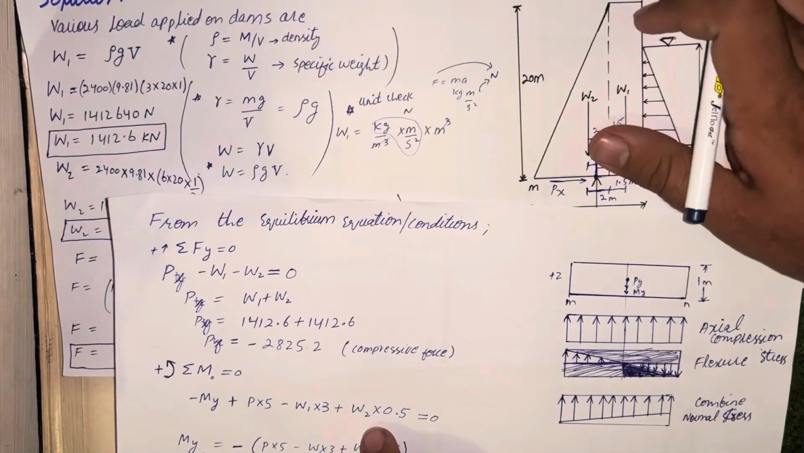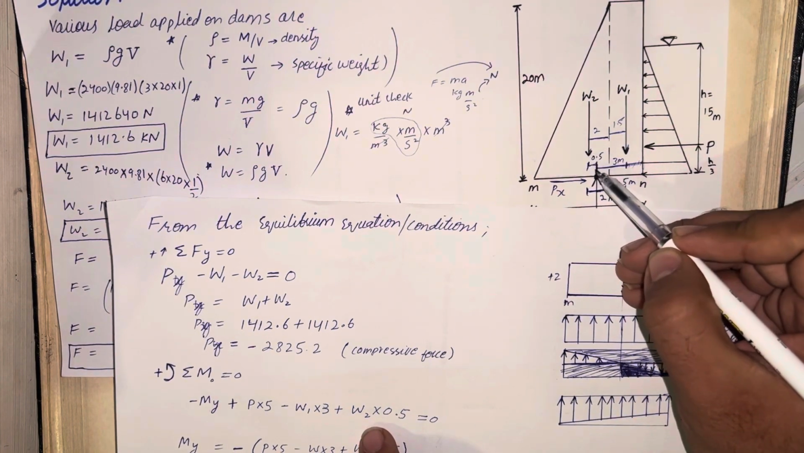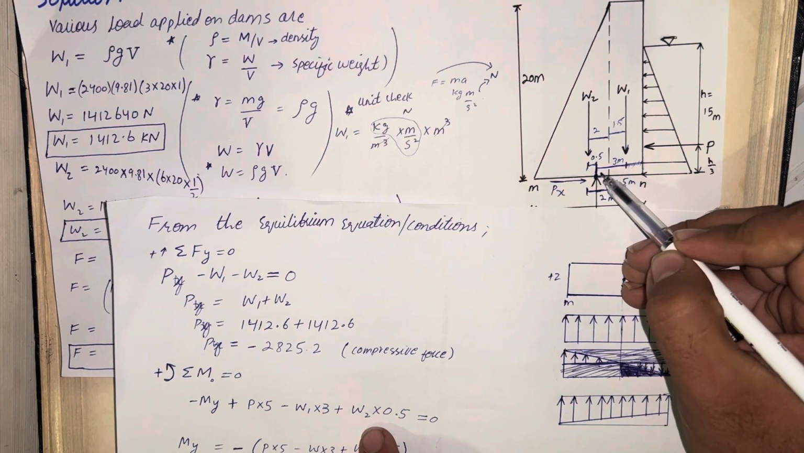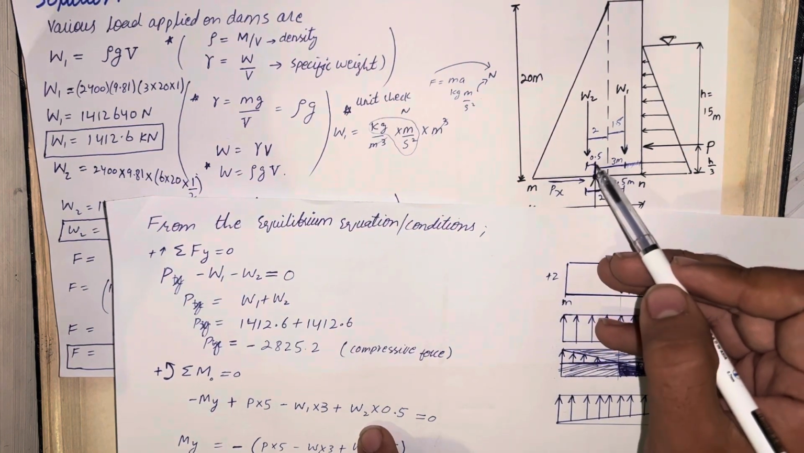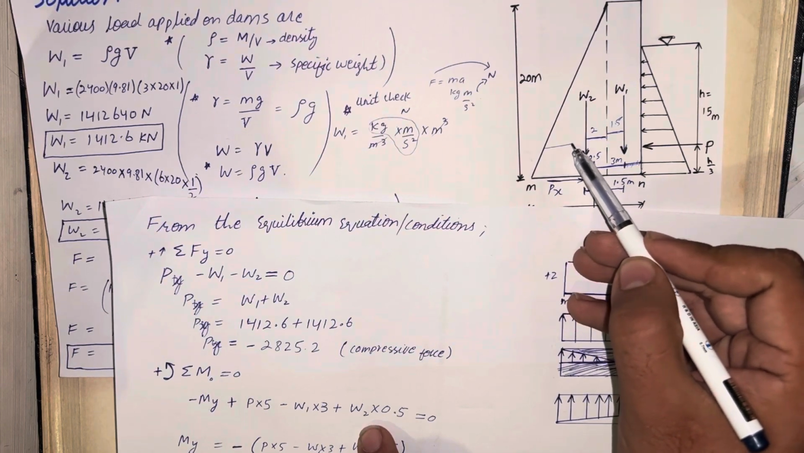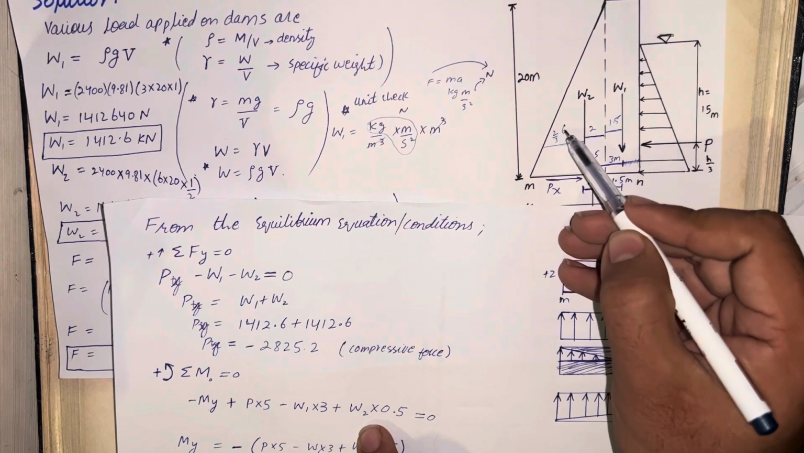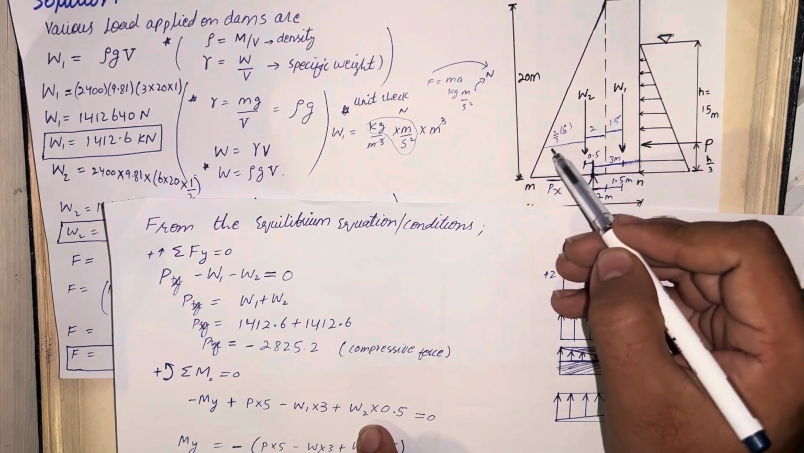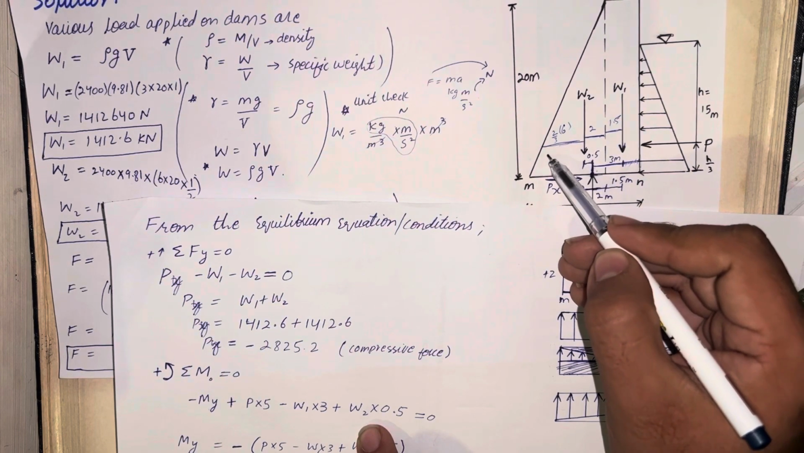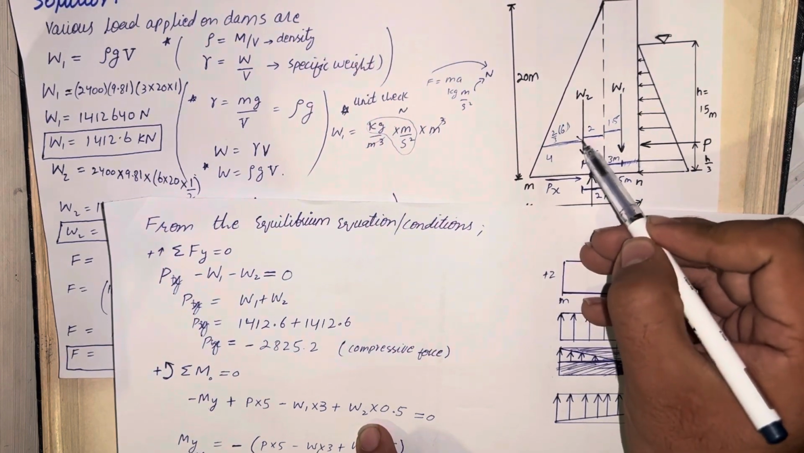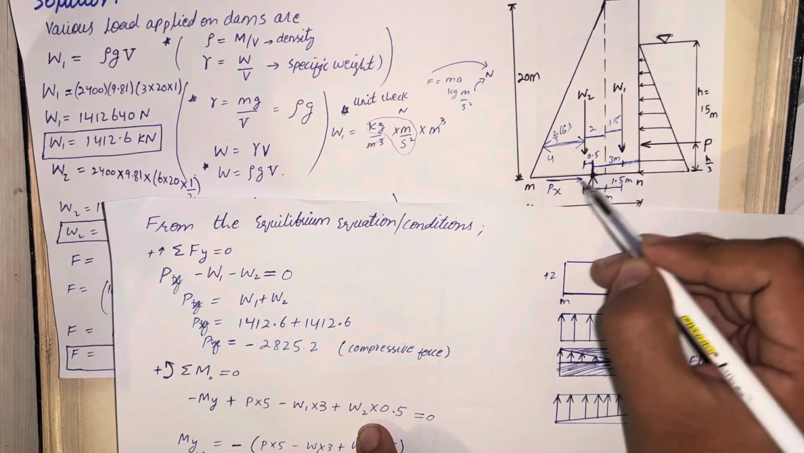And how would we find the moment arm between W2 and this point, the O point? It will become equal to, from this side, 2 by 3 of 6. So 2 by 3 of 6 is 4, which means this distance is 4, and then the distance up to the midpoint is 4.5.